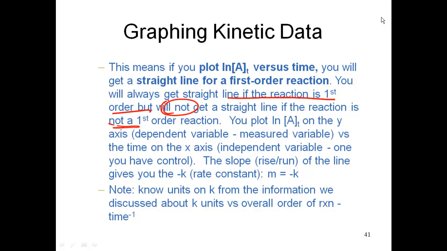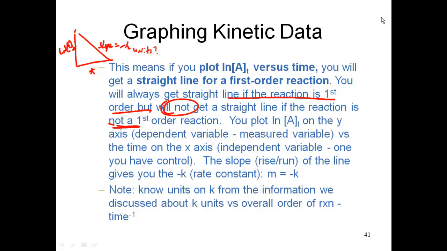Now, the problem that comes in is if you're doing a plot of natural log of A at time t versus time, and you get a plot, and you know the slope is equal to negative K, the question is, what are the units on K? You either can memorize them, that the units of a first order equation are time minus 1, or you can figure it out. That goes back to a couple of slides ago when we talked about the units on K.